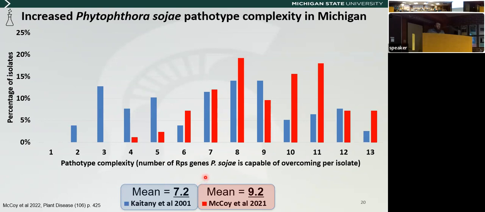So this increase in pathotype complexity presents a concern that there are going to be fewer resistance genes that are actually effective and able to be used within an individual field to successfully manage Phytophthora sojae.